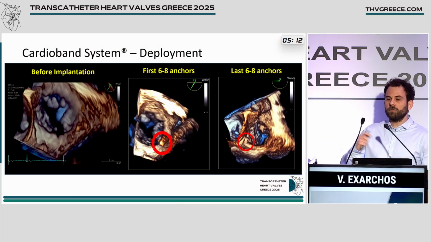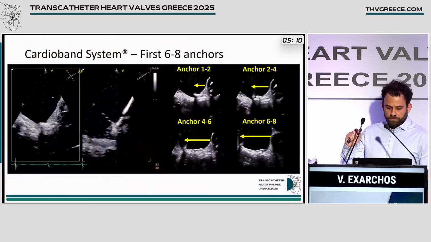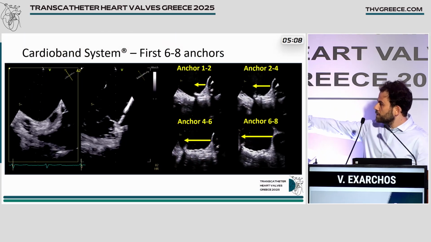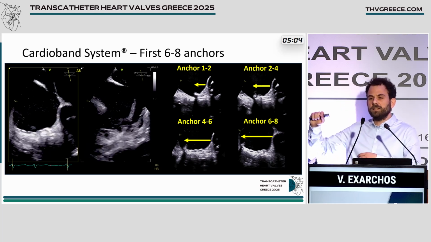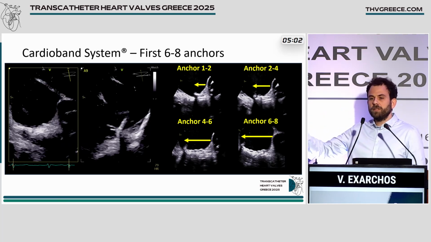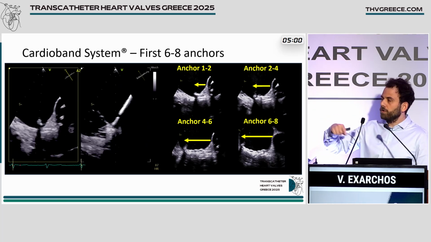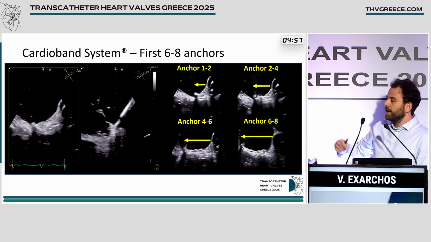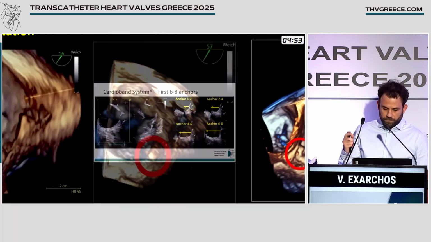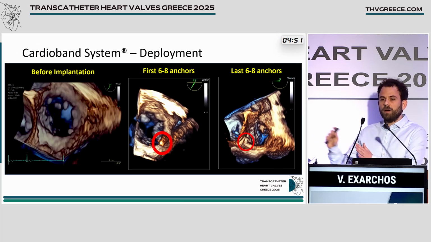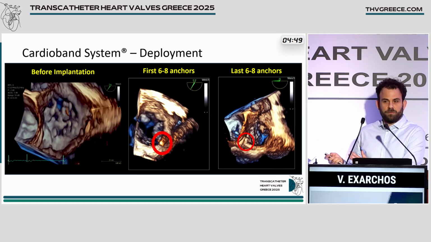First of all, the deployment of the first 6 to 8 anchors. And here I want you now to focus on the left side of the slide. What we see here is the tip of the band that moves from right to left, from anterior to posterior. You can also focus now on the right side, and you see the tip after 2, after 4, 6, 8 anchors. For the second phase, now we are at the posterior segment of the tricuspid annulus.